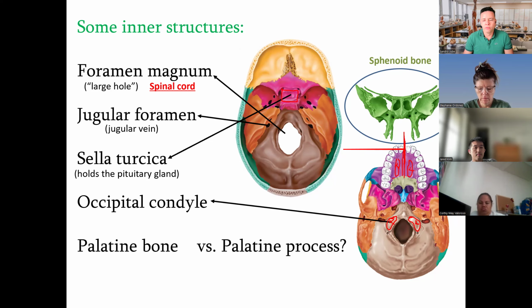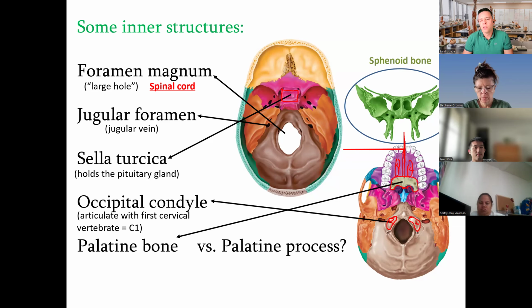Also making part of the roof of the mouth, more towards the back of the oral cavity, we're going to find another plate of bone that is called the palatine bone. So don't confuse palatine bone with the palatine process of the maxilla. Similar situation with the zygomatic bone and the zygomatic process of the temporal. Okay? Any questions, folks?